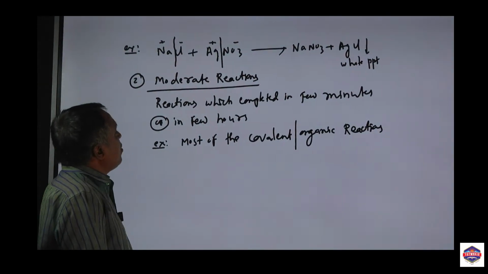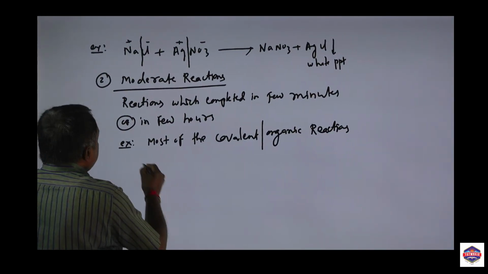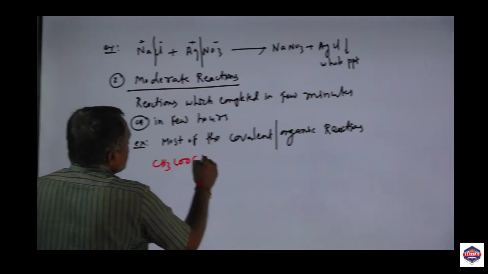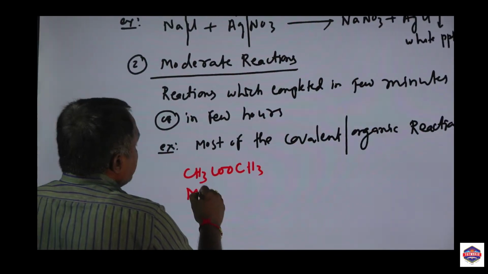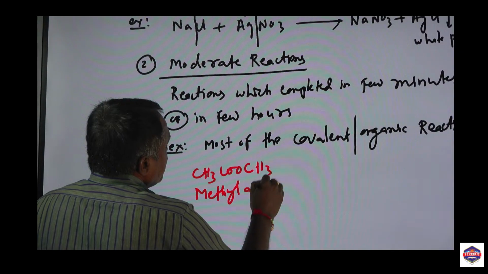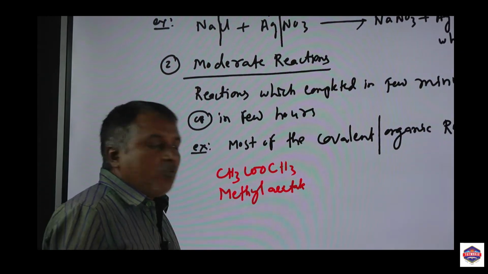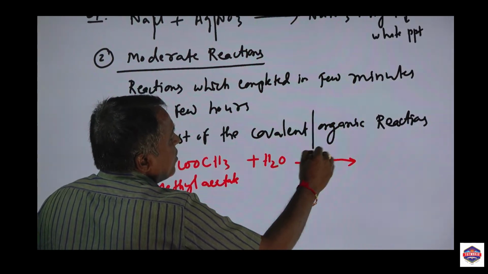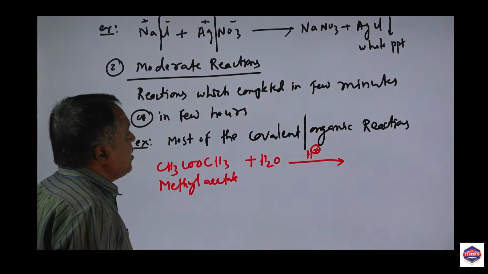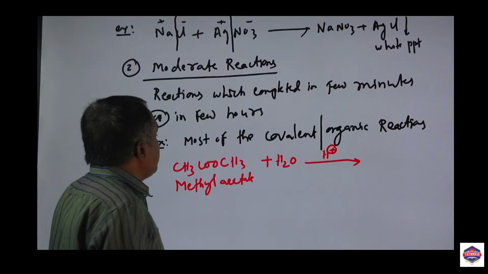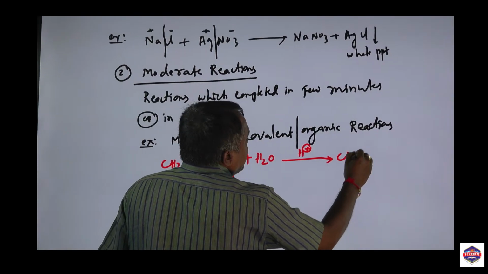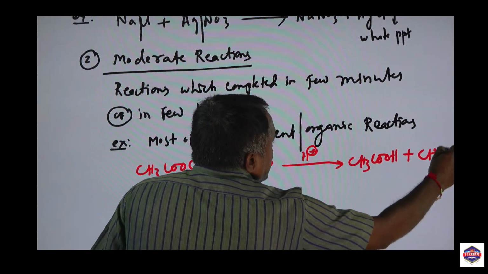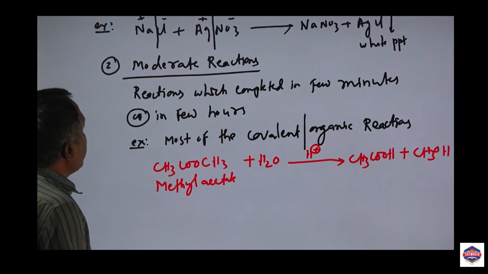Why are these moderate reactions? For example, if you take CH3COOCH3, this is methyl acetate. It is an organic compound. It is a covalent compound. Now react with water in the presence of acid. Acids generally represent H plus. So there is a reaction between these two. You will get acetic acid CH3COOH plus CH3OH. So this particular reaction is a moderate reaction.